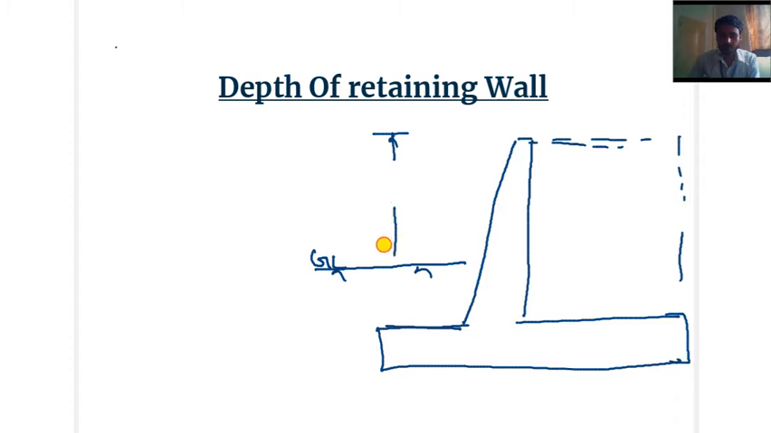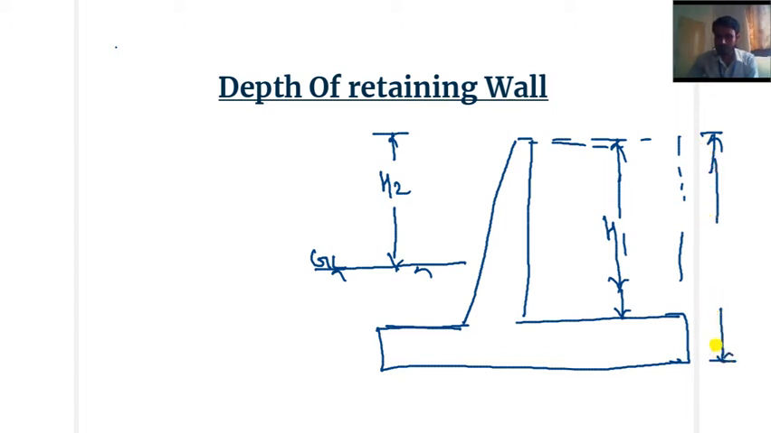which we know already, that is h2, and the height from the top of the back soil fill up to the top of the base slab is denoted by h1, and the height from the top of the back soil fill to the bottom of the base slab is called the overall height of the retaining wall, that is capital H. So at the initial stage, we know that value. We have that particular value, how much height of soil we have to retain by that particular structure.